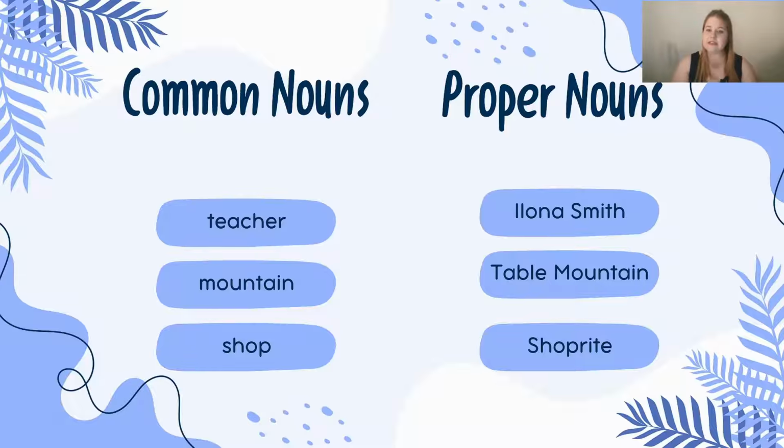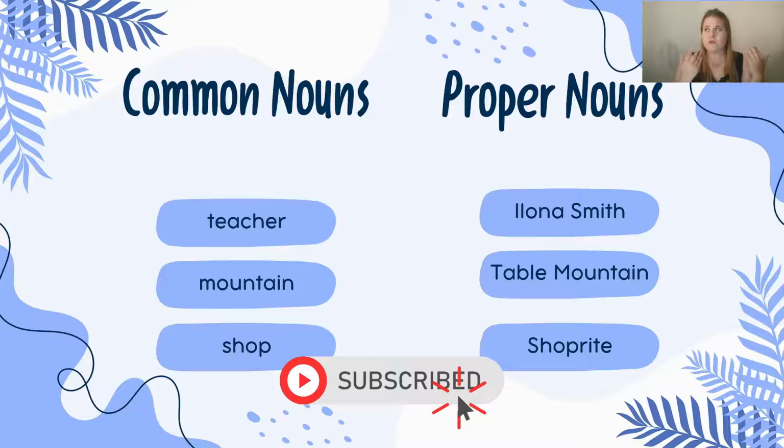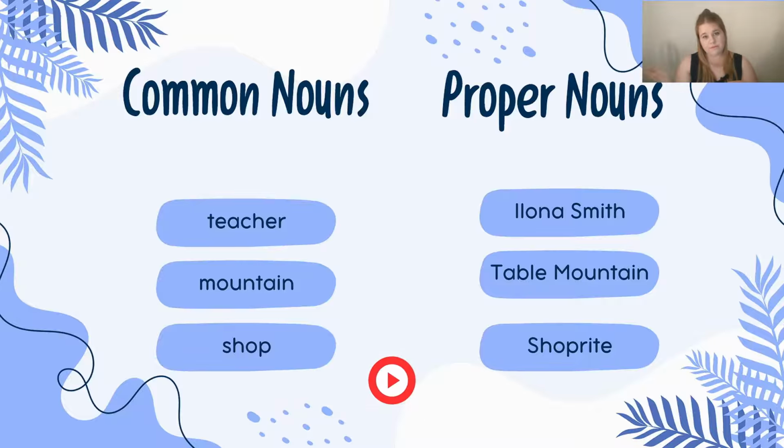Here's another list of common nouns and proper nouns. So you can have a teacher. My name is Ilona Smith. Okay, teacher is the common noun. What is my name? Ilona Smith is the proper noun, capital letters. We can have a mountain. What mountain? Table Mountain. A shop. What shop? ShopRite.